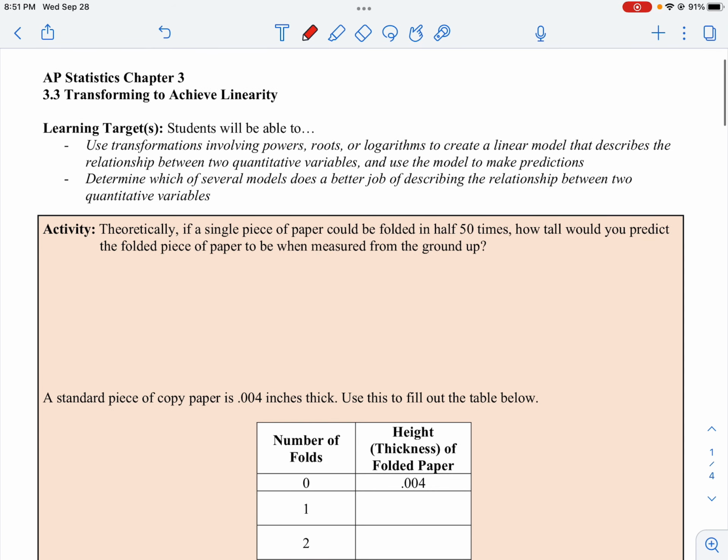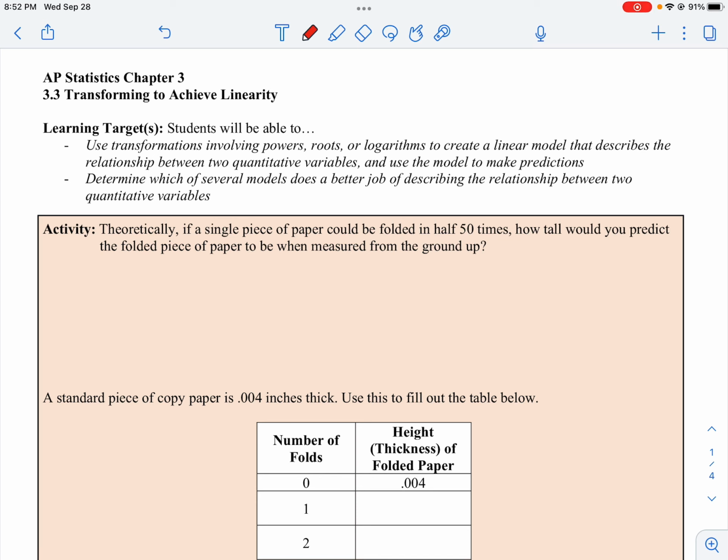Okay, now theoretically, if a single piece of paper could be folded in half 50 times, I want you to predict about how tall would that piece of paper be once it was folded up. If you put it on the ground, okay, would it be 1 inch? Would it be 1 foot? Would it be 10 feet? Would it be a mile? What do you think it would be if you took a piece of paper and folded it in half and then took that and folded that in half?